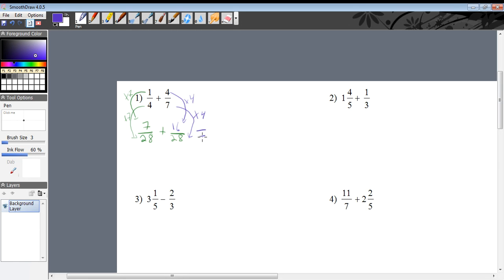Now when I add these together, I don't need to add the denominator, so I'll just leave that as 28. And then 7 plus 16 is going to be 23 over 28.